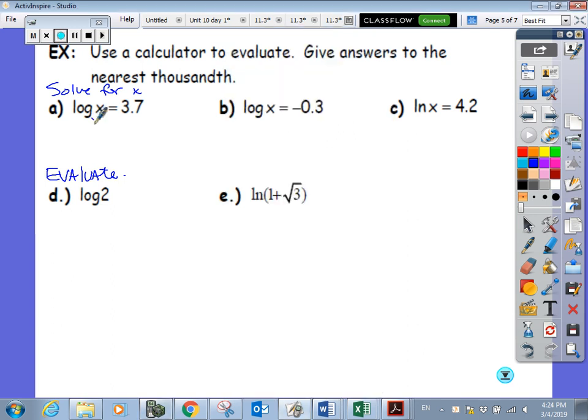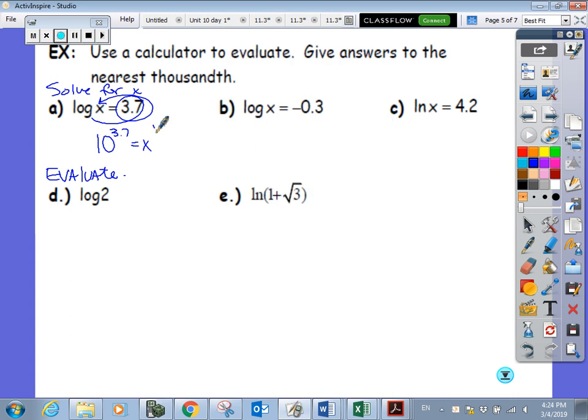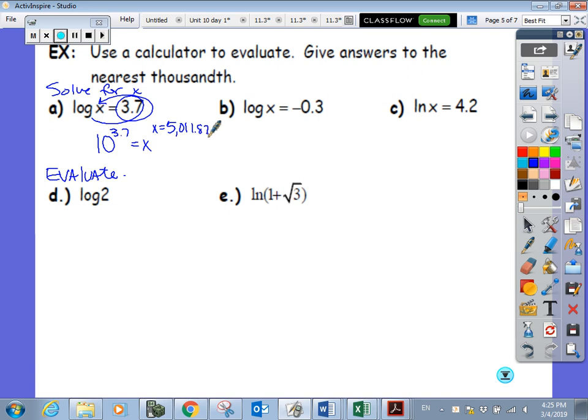So same thing, we can do the loop-de. There's nothing written for the base, so that's 10 to the 3.7 equals x. Now, if we didn't have a calculator, that's as far as we could go. But since it says calculator, we would actually do 10 raised to the 3.7, and we get our answer. x equals 5,011.872. So there is your x equals.